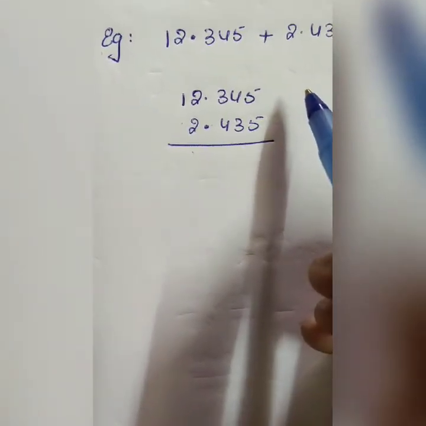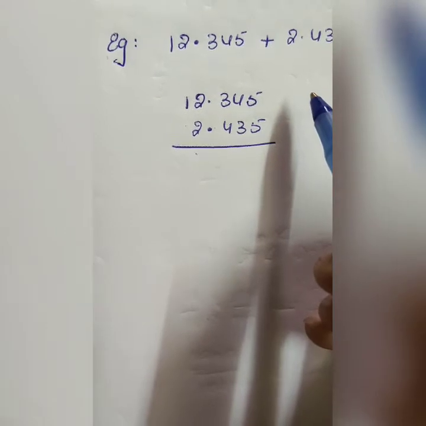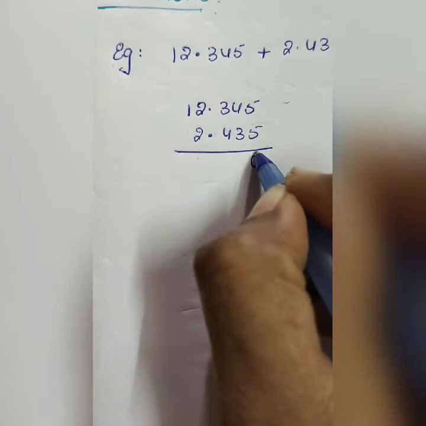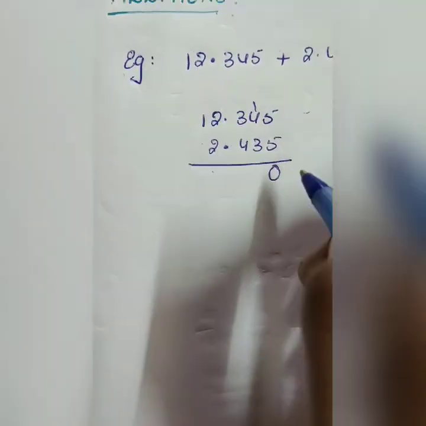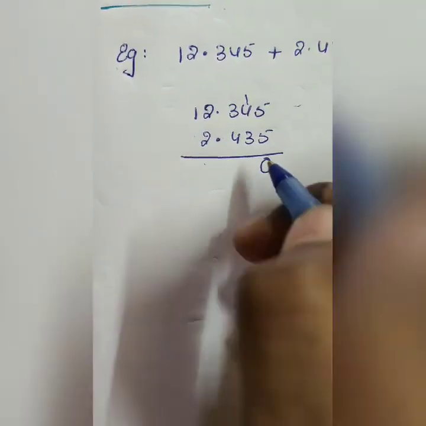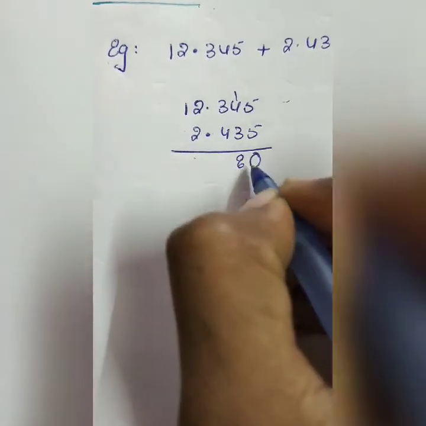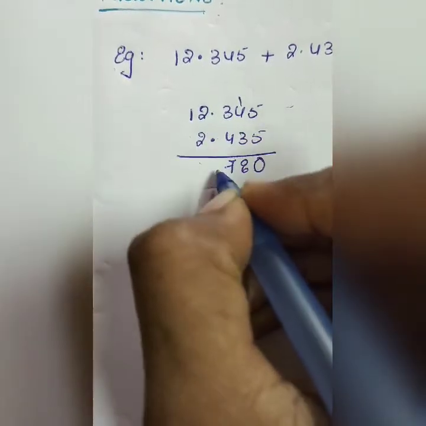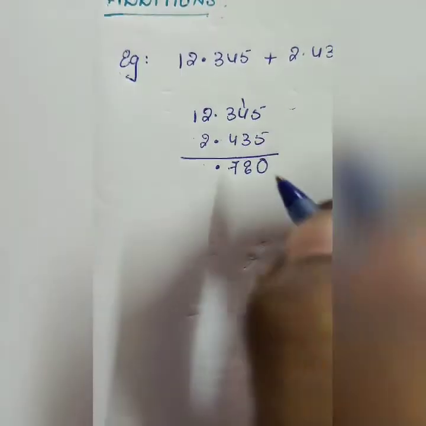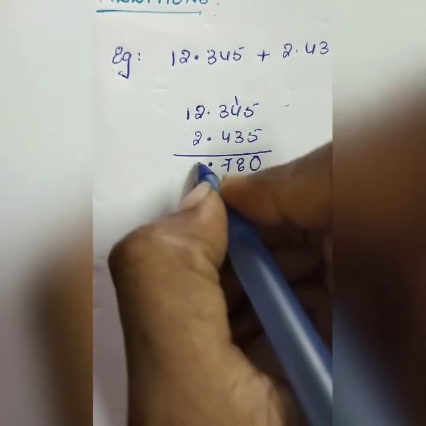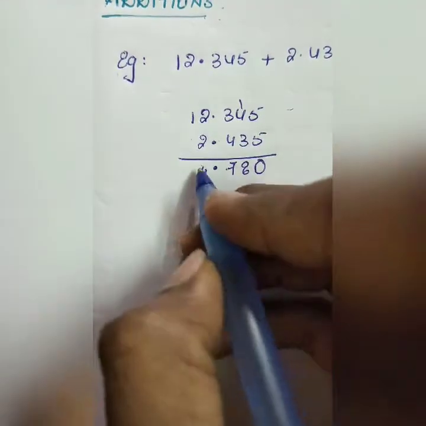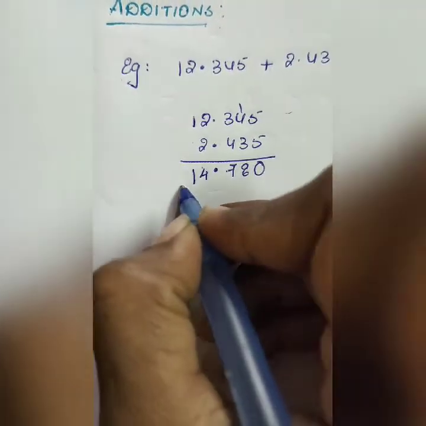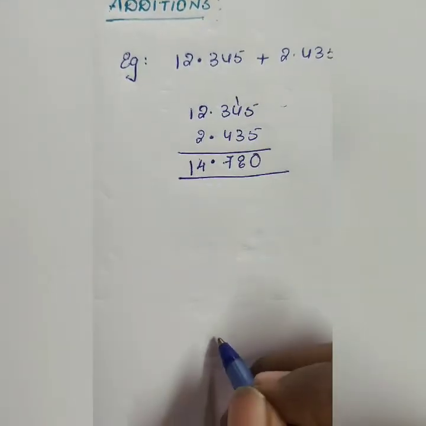Now do the simple addition, like you do a general addition. 5 plus 5, 10, write 0, carry 1. 4 plus 3 plus 1, 8, and 4 plus 3, 7. And here you put down the decimal point. 2 plus 2, 4, and 1. Here there is no number, so 1 will be added with 0, giving 1. So this is the answer.